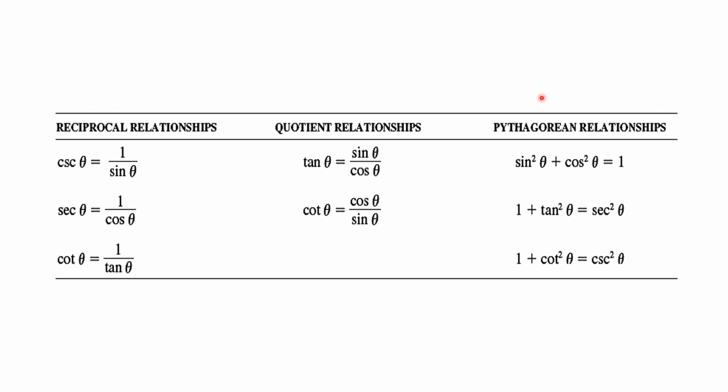And on the third column are the Pythagorean relationships. The sine squared of an angle plus the cosine squared of an angle is equal to 1. 1 plus tangent squared of an angle is equal to the secant squared of an angle. And 1 plus cotangent squared of an angle is equal to the cosecant squared of an angle.